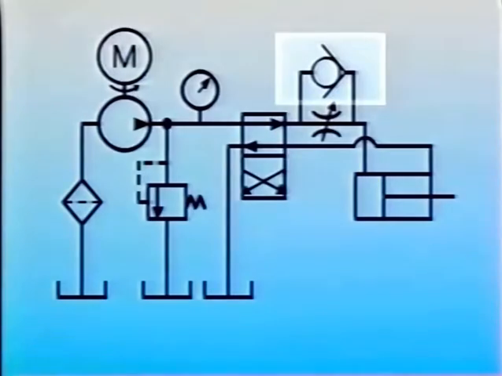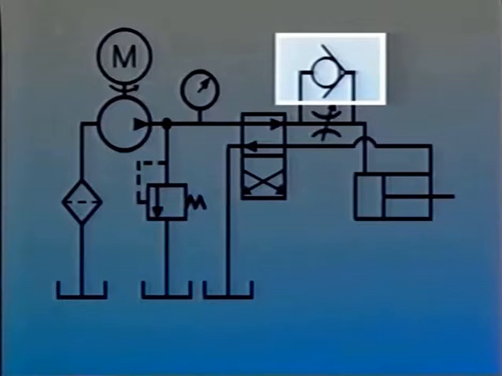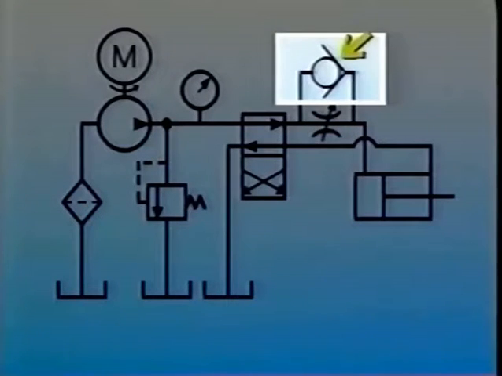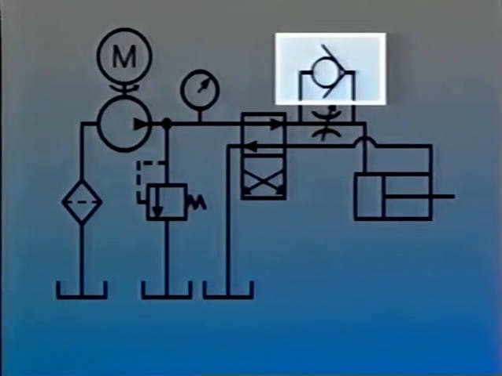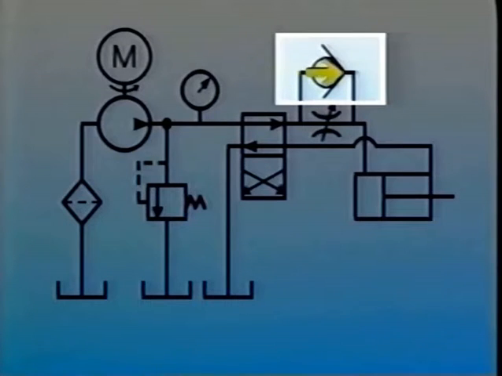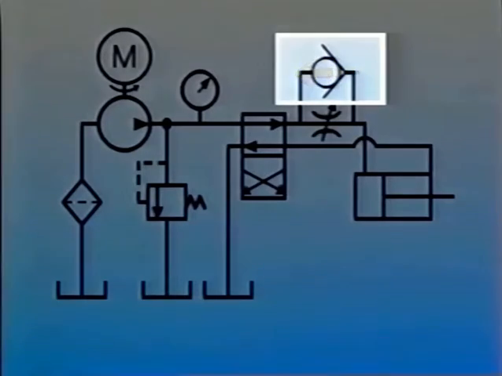The symbol for a check valve, even though it may operate with a poppet, is always shown with a ball. It's easy to remember the direction of flow through a check valve if you keep in mind that the angle here represents the valve seat. Flow in this direction is stopped as the ball or poppet is forced onto its seat. Flow in this direction unseats the valve.